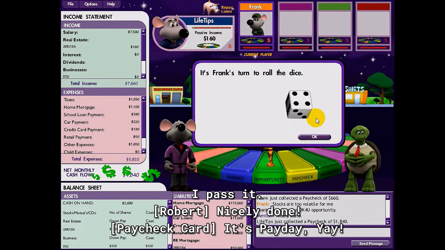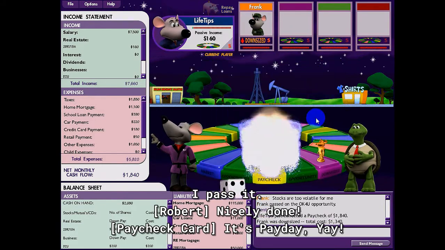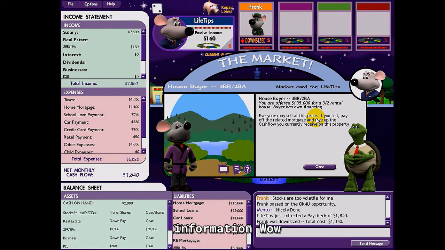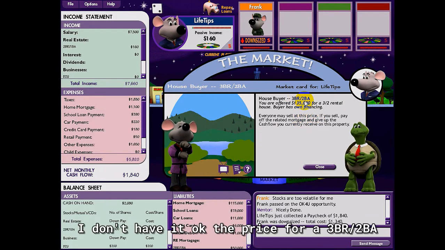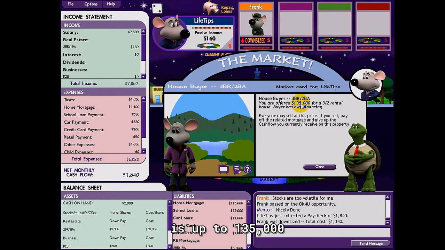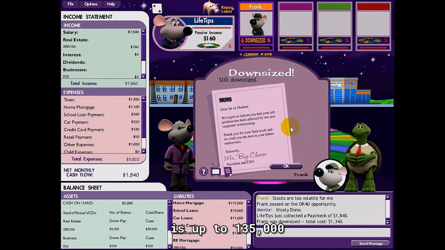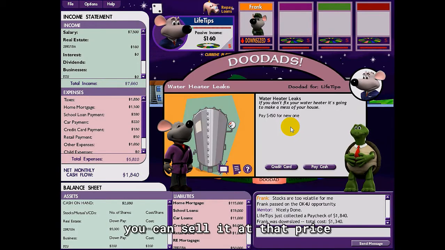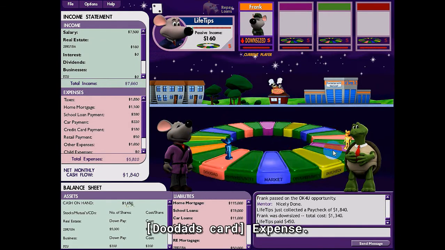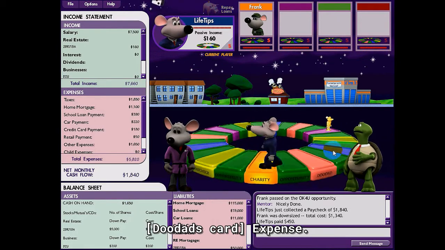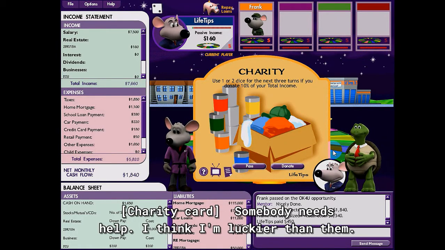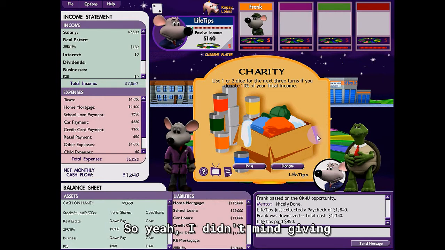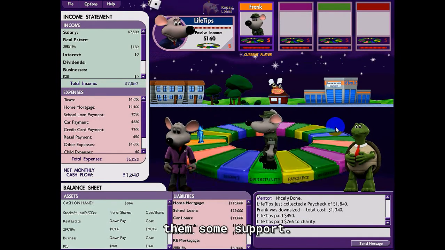Nicely done. Payday. Yay. Market information. Wow. I don't have it. Okay, the price for a 3 bedroom and 2 bathroom is up to 135. You can sell it at that price. Again, do that, spend. Charity, somebody needs help. I'm lucky and random, so I don't mind paying them. Give them some support.